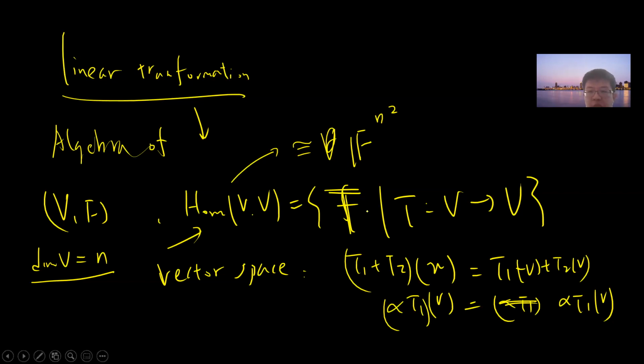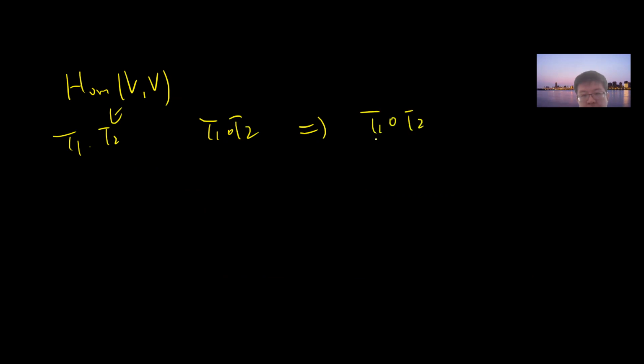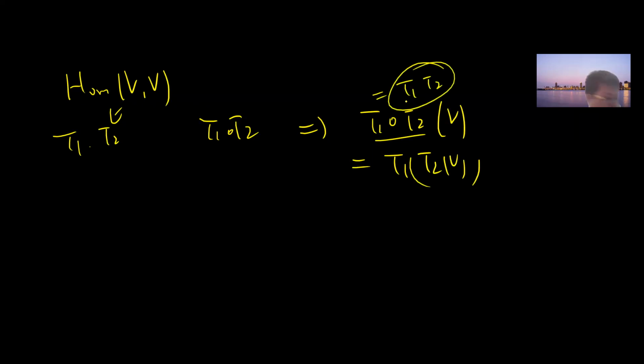And you might think that we are finished, but not really. The reason is that, given T1 and T2 in Hom(V,V), one can apply them consecutively. It is easy to see that the definition of the composite, (T1 T2)(v), is defined to be T1 applied to T2(v). Sometimes I'm lazy, so I only write these things.